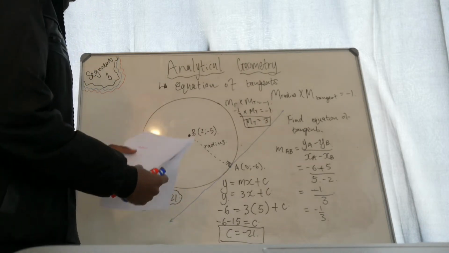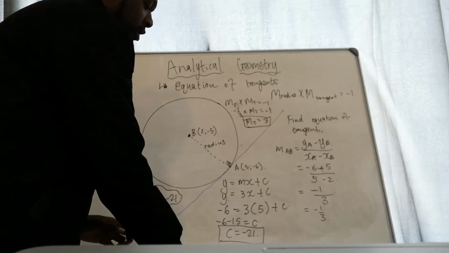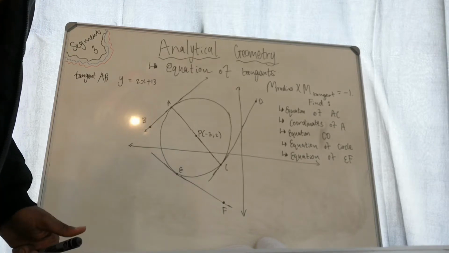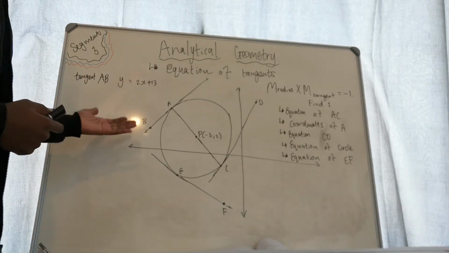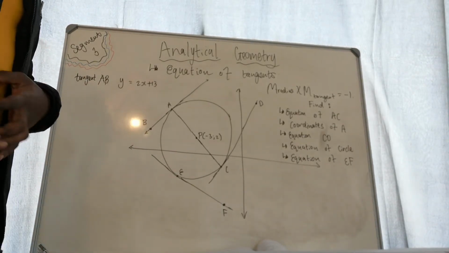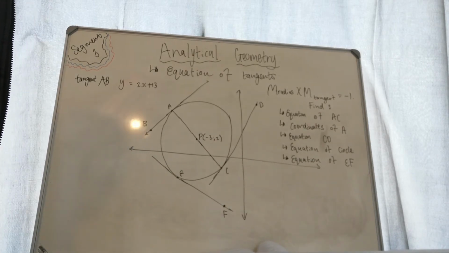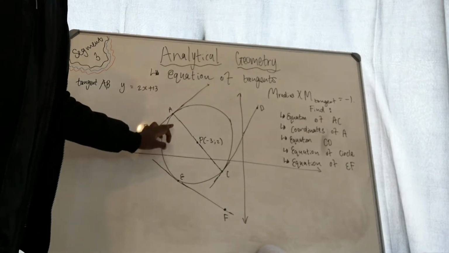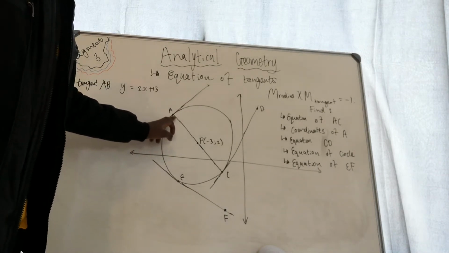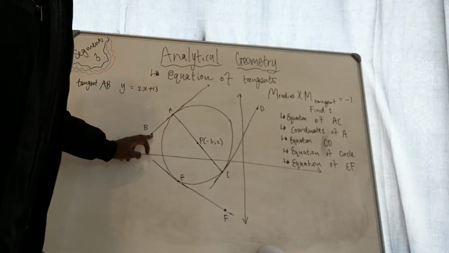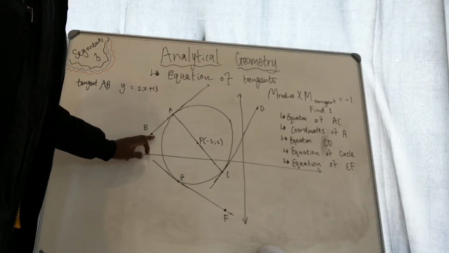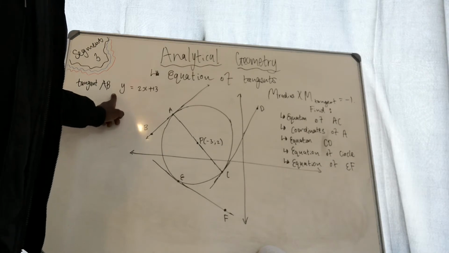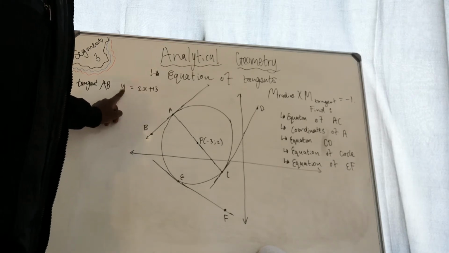So let's look at another type of question. All right, getting back to this. We're given this type of question. I hope you can see it. We have a circle there. That's the point A there. And from there, there's this tangent that is formed, the tangent AB. And we're given the equation of that tangent, which is this guy right here.